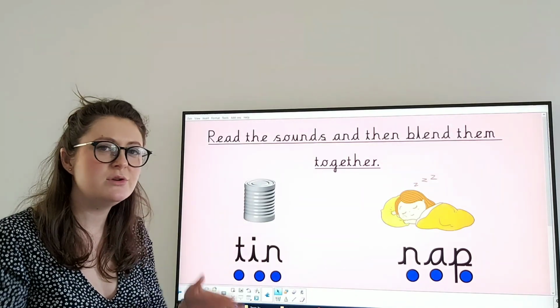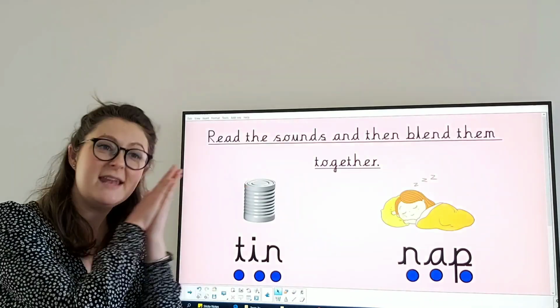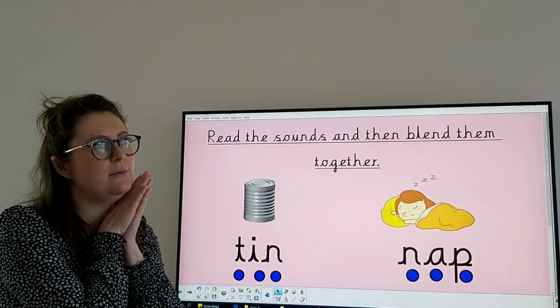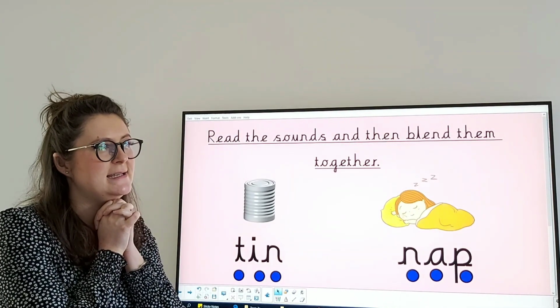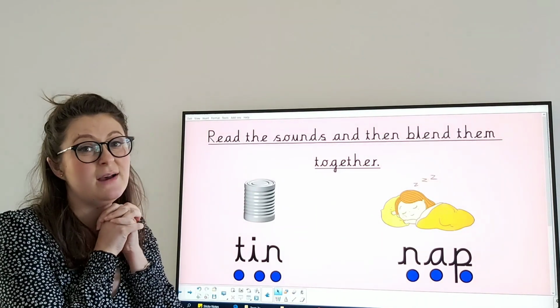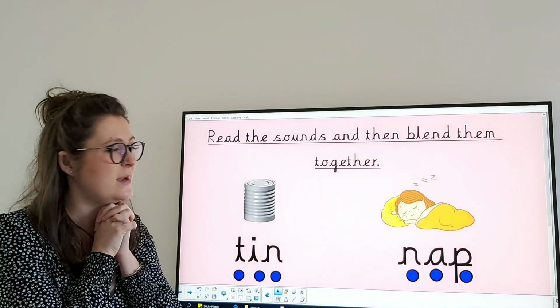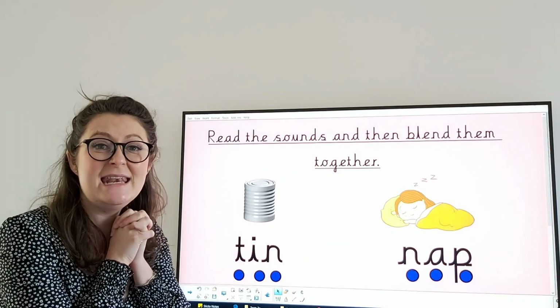Well, she is sleeping, but she's having a fast sleep because she's having a nap. So she's not going to sleep for hours and hours. She's going to sleep only for a little bit for a nap. I might need a nap later today because I've worked hard today and you have as well. We've all worked very hard, haven't we? So that word is nap.